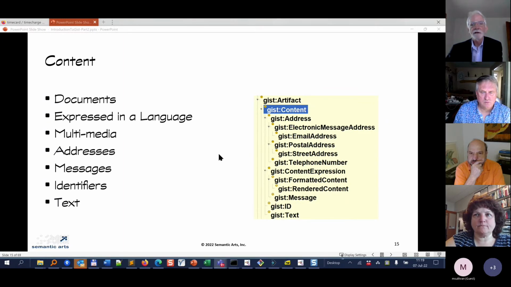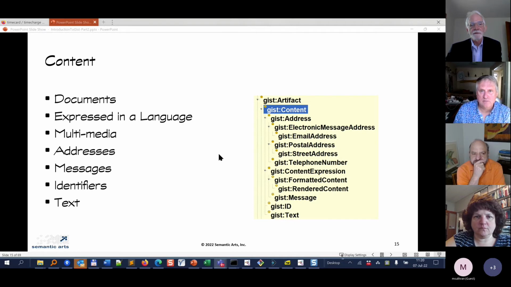Okay, moving right along. Content. So content is hugely important in any organization. It used to be physical pieces of paper, up until 20, 30, 50 years ago when computers became dominant. So what kind of things are content?